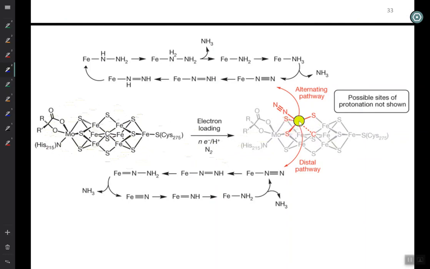But there have been two proposed pathways, either the alternating pathway up here or the distal pathway. So I'll just walk through this very quickly. The alternating pathway just involves alternating steps where you transfer electrons and protons to one nitrogen and then the other. So if you follow this, the N2 molecule binds the iron, right? So you've got this.